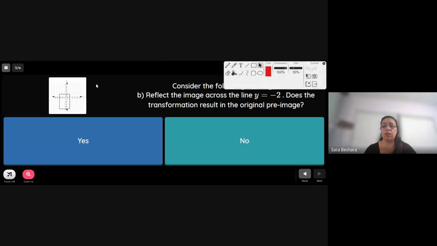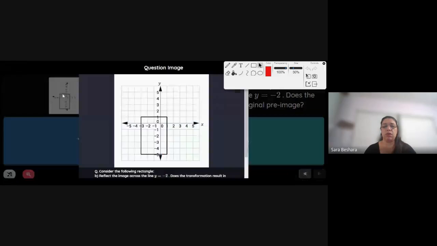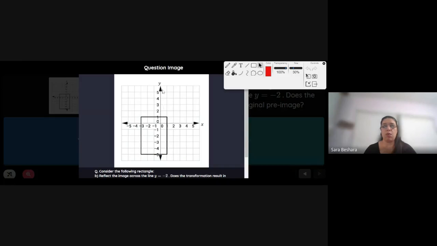All right, same question, but now the line changes. y equal to -2. So let's see. y equals, so on the y-axis, where -2 is, I'm going to draw a line, which is this way right here, right? Draw a line. My question, so this is y equal to -2. Does it reflect onto itself?